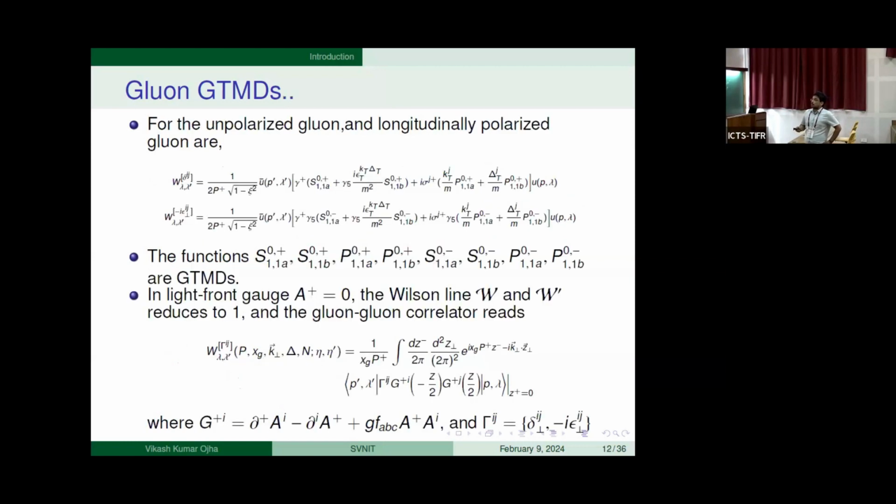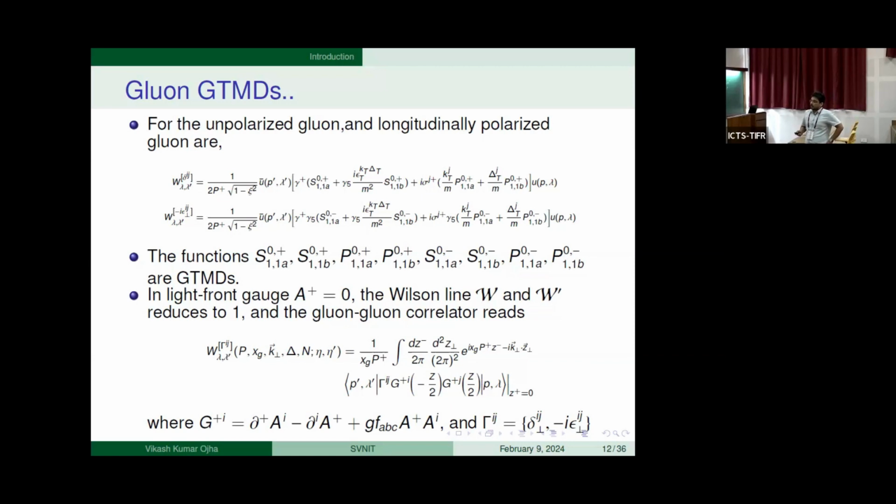So we can parameterize this gluon correlator in terms of these various functions, and these various functions are actually the generalized transverse momentum dependent parton distribution functions. In order to find these, we have to use the spinors ū and u, and by taking various combinations of the polarization, we can find out each of these generalized TMDs.